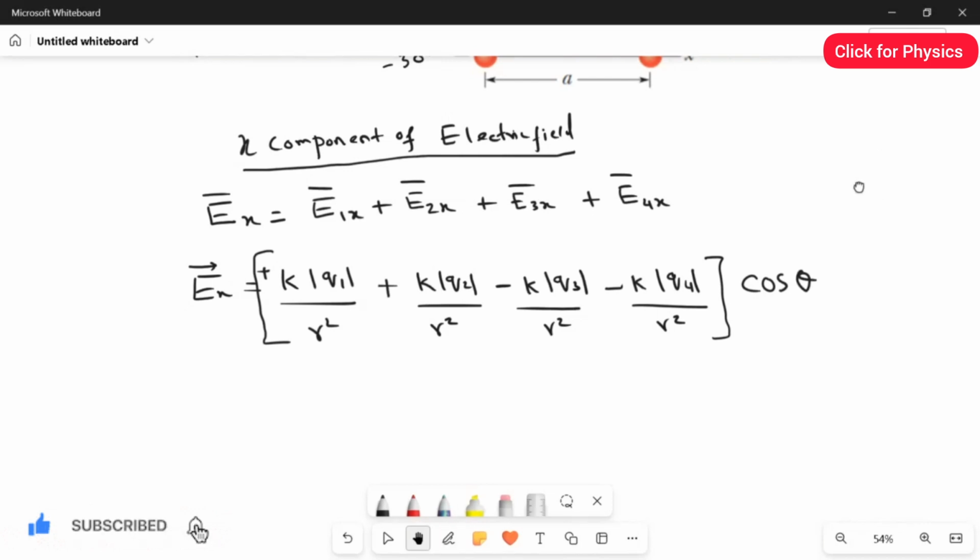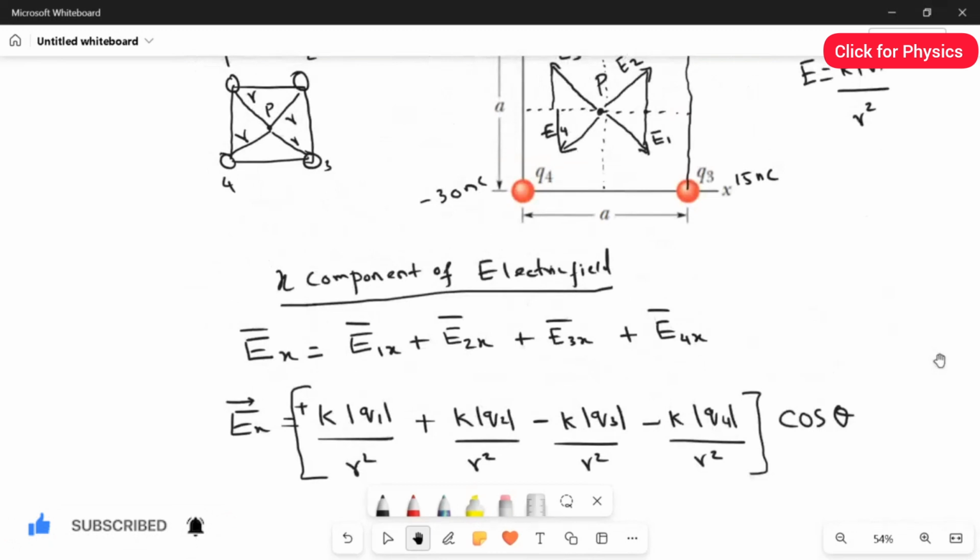And also we must know what is the angle. If you see this diagram, the square, and when we mention this point, the angle between these is 90, right? So this is our point P, and here you have four charges, Q1, Q2, Q3, Q4. So this angle is 90. So what is half of 90? The half of 90 is 45 degrees.